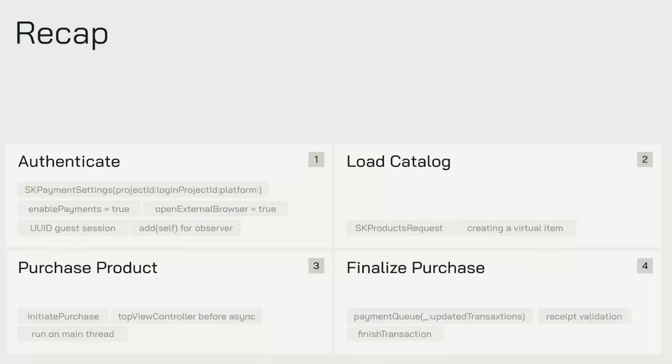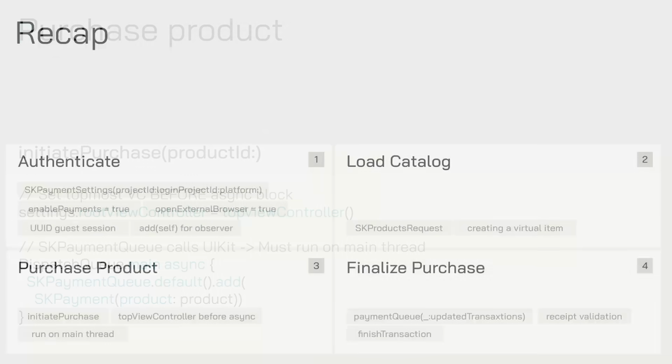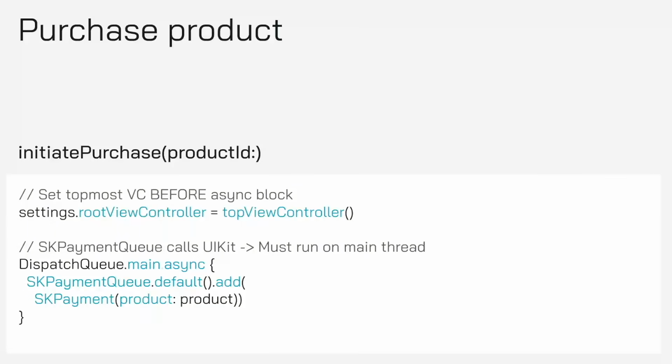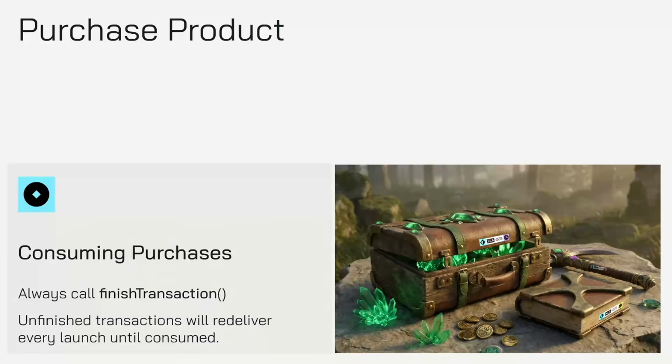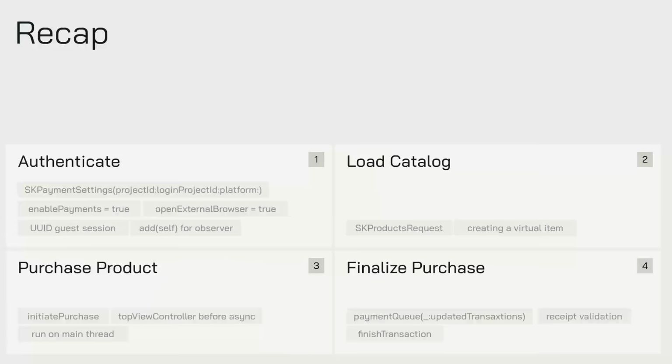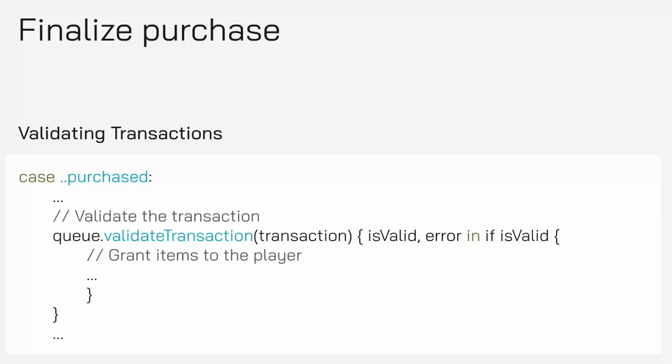Moving on to our third step, we'll set up purchasing products, starting with initiating a purchase. We'll pass the requested product into the SKPayment call, running that on the main thread. Within our observer, we'll loop over every transaction and process them according to their state, remembering to always call finishTransaction to consume it. Moving on to our last step, we'll call validateTransaction before granting any items in order to properly finalize our purchase.